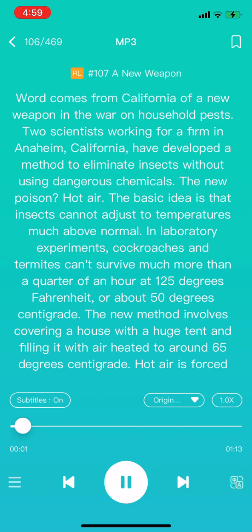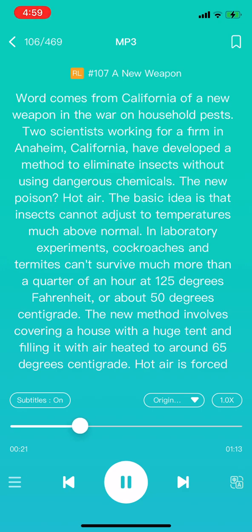Word comes from California of a new weapon in the war on household pests. 2 scientists working for a firm in Anaheim, California, have developed a method to eliminate insects without using dangerous chemicals. The new poison? Hot air. The basic idea is that insects cannot adjust to temperatures much above normal.